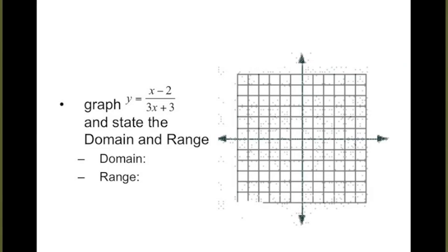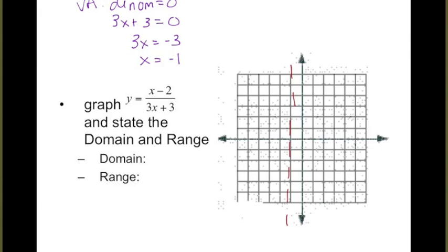Alright, so for this one, vertical asymptotes exist where the denominator equals 0. So we're going to take 3x plus 3 equal to 0. So 3x is -3 and x is -1. So in my graph, I can plot that out. And can I also say that makes my domain, x can't be -1?